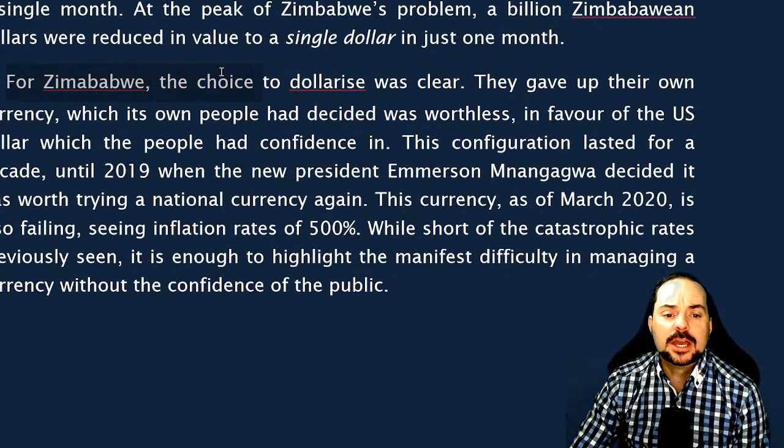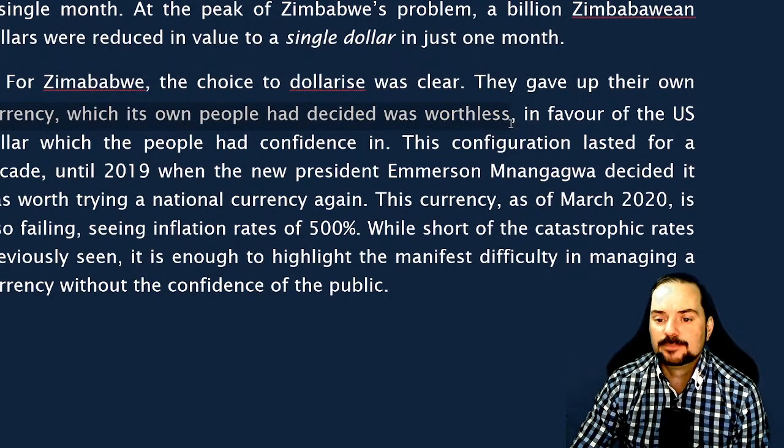For Zimbabwe, the choice to dollarize was clear. They gave up their own currency, which its own people had decided was worthless, in favor of the US dollar, which the people had confidence in.